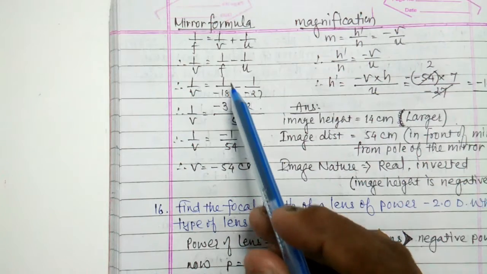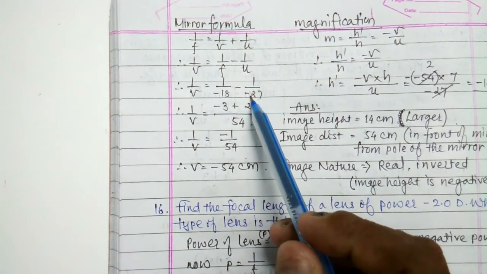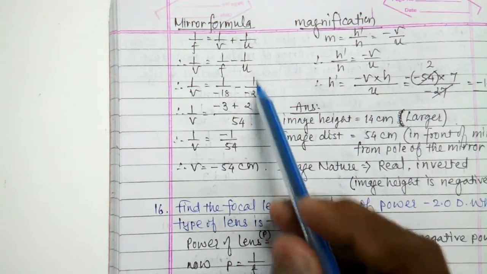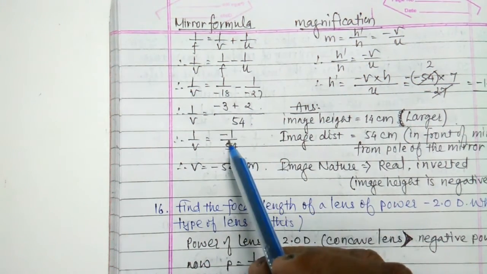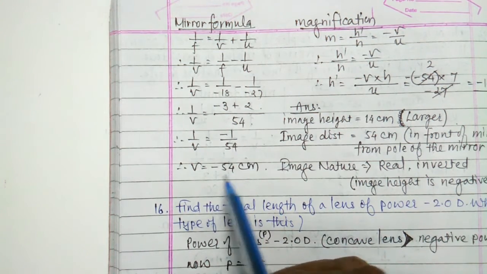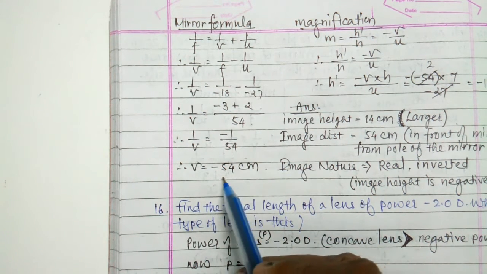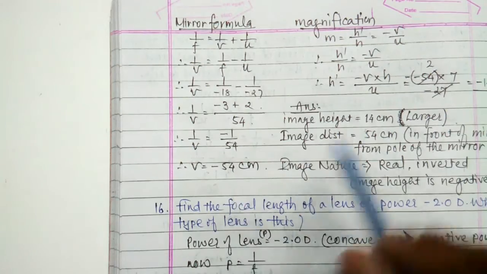So 18 3s are... so 3 1s are 3. Minus 3 plus 2, minus 1 upon 54, and it is inverse, v is equal to minus 54. Since it is in front of the mirror, the image is real and inverted.